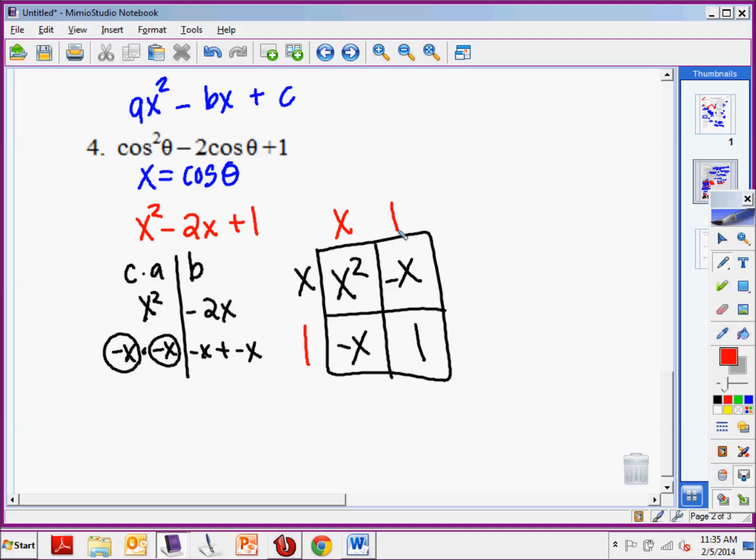Now you're going to think about the signs. How can I get a negative here, and a positive? The ones are negative. They both have to be negative, because a negative times a negative will give me a positive, but a negative times a positive will give me a negative. So now, if these are my factors, x minus 1 and x minus 1, but what did we say we were substituting x for? Cosine, so it'll be cosine minus 1 and cosine minus 1. There we go.